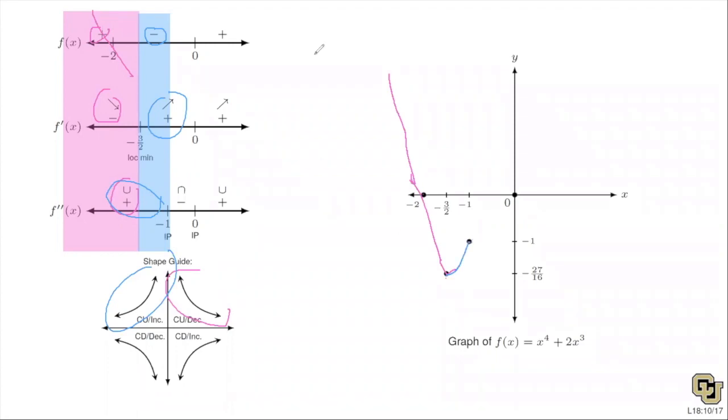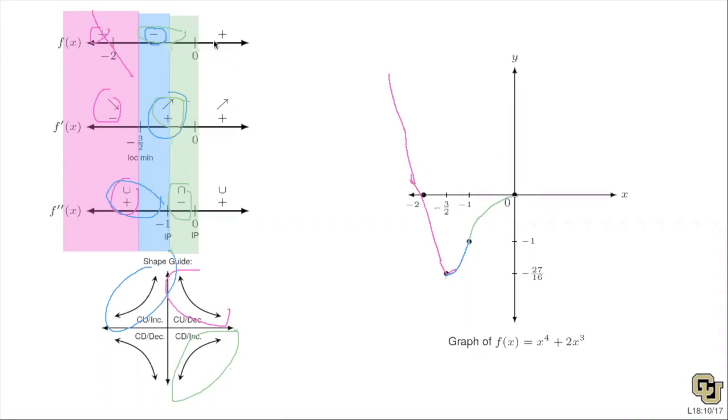And then concavity changes because I have an inflection point. So now from -1 to 0, it's still negative, it's increasing, but now it's concave down. Increasing and concave down looks like this. So here I need a piece that's increasing concave down that hits 0, which is the x-intercept.